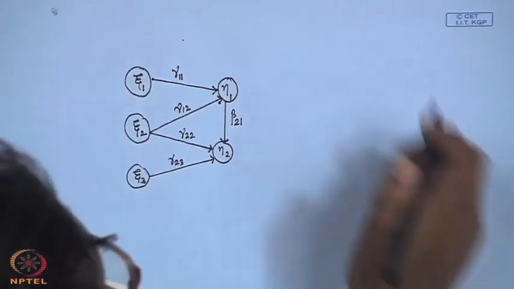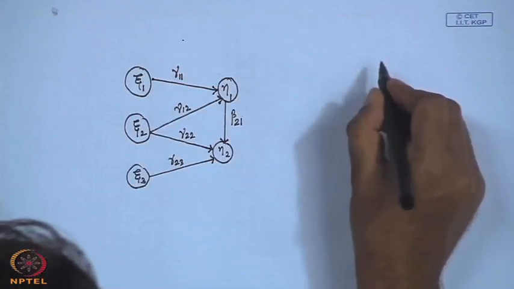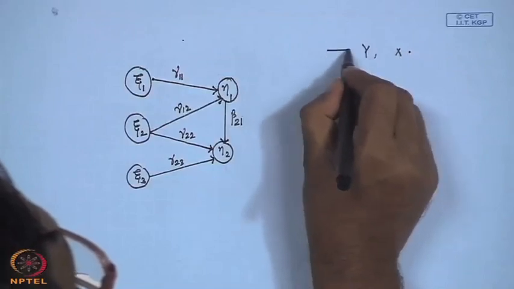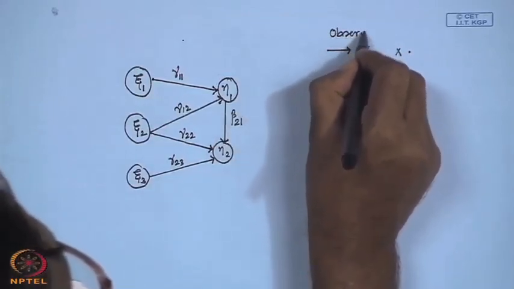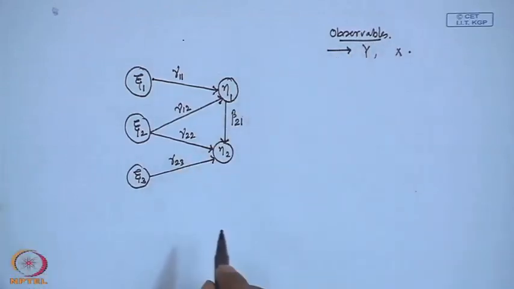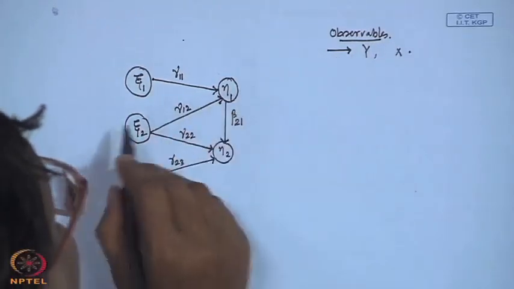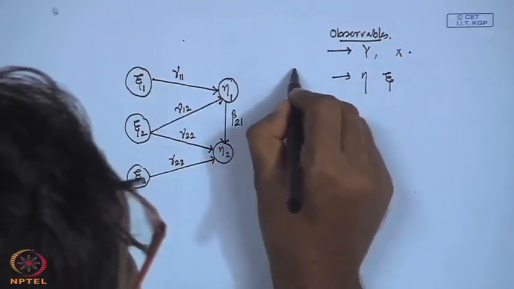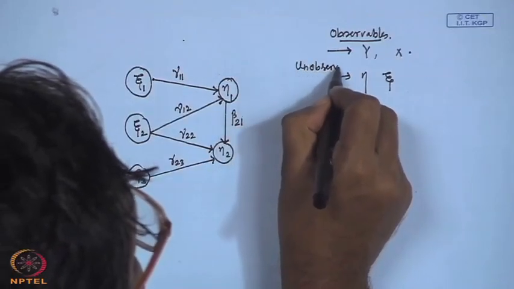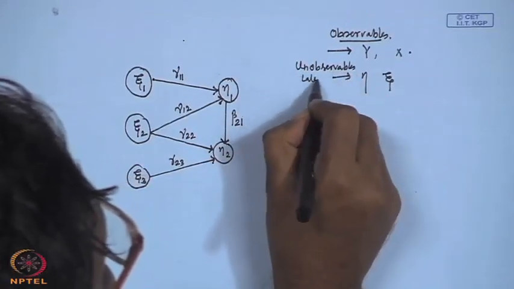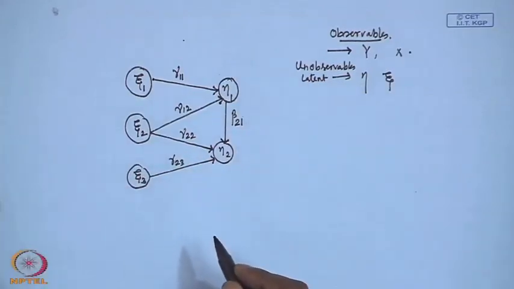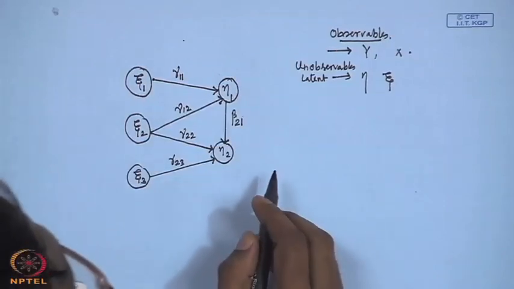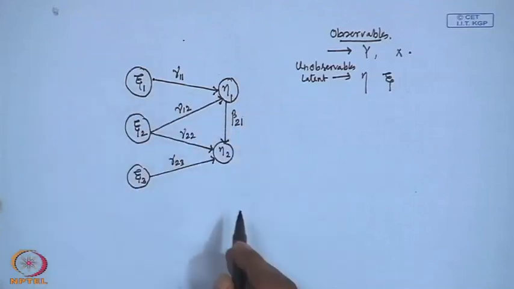Now, the difference between this path model in terms of y and x: when we talk in terms of y and x, we say they are observables. When we say in terms of eta and xi, they are latent or unobservable. That is the difference. So, if this is the case, then what do you require to do? You require to measure these unobservable or latent things.